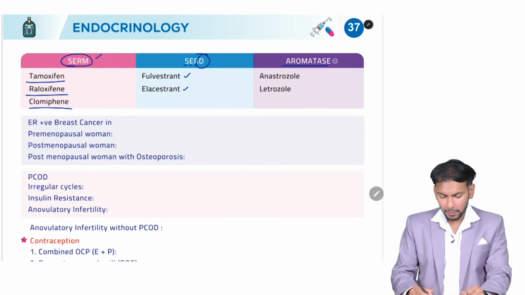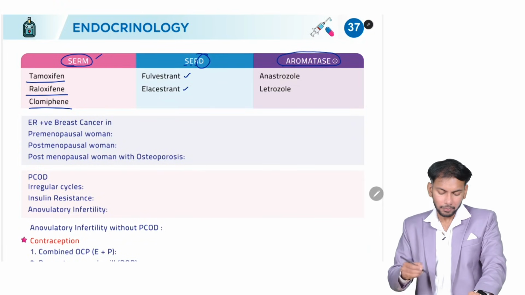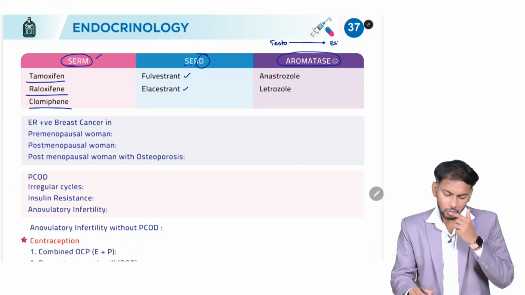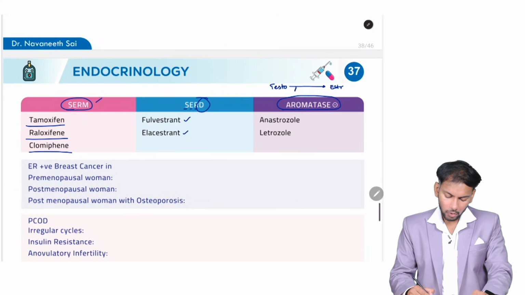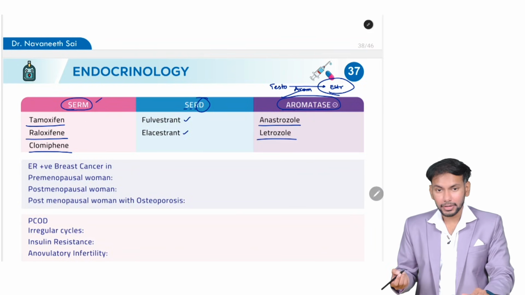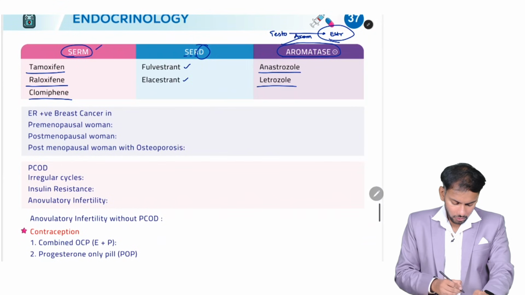Next is aromatase inhibitor. What is aromatase inhibitor? See, in postmenopausal females, testosterone is converted into estrogen with the help of an enzyme called aromatase. So, if you block this aromatase, estrogen will not be formed. These are anastrozole and letrozole. Now, I want you to remember these drugs, that is fine. But what are the uses of these drugs?